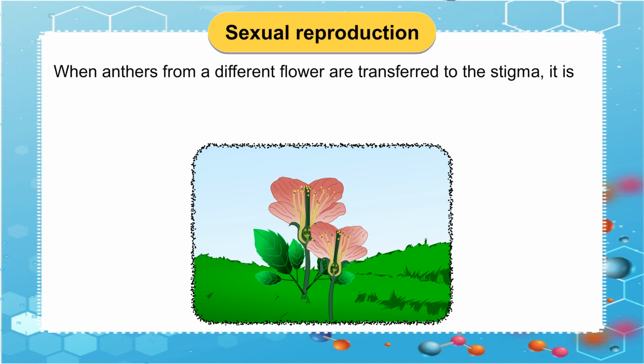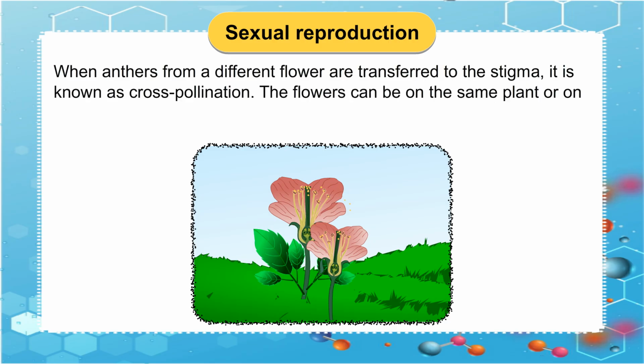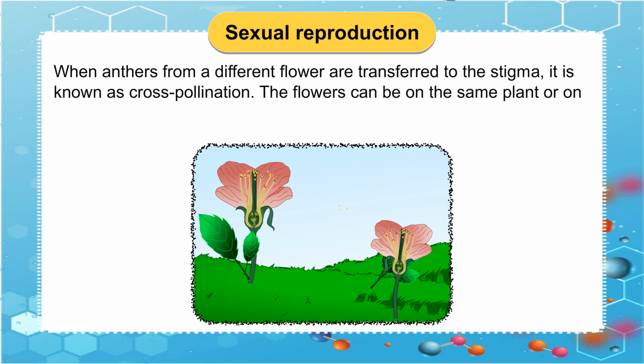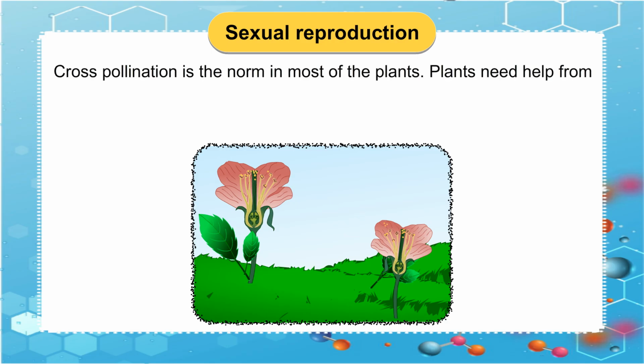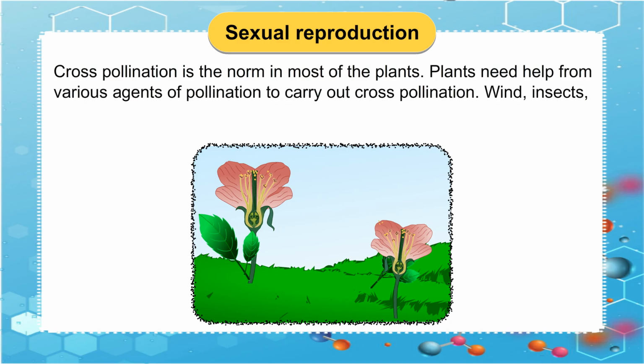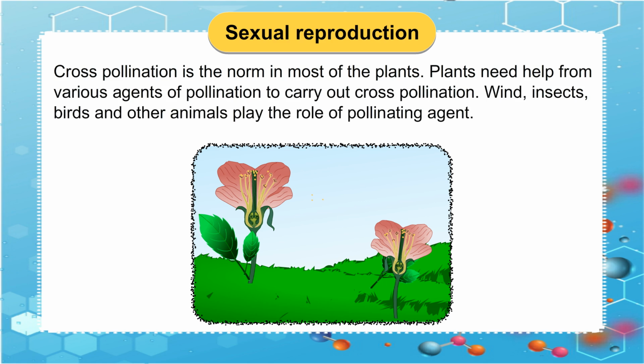When pollen from the anthers of a different flower is transferred to the stigma, it is known as cross-pollination. The flowers can be on the same plant or on different plants. Cross-pollination is the norm in most of the plants. Plants need help from various agents of pollination to carry out cross-pollination. Wind, insects, birds and other animals play the role of pollinating agent.